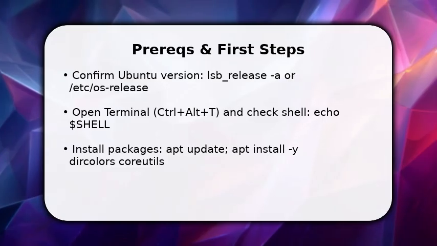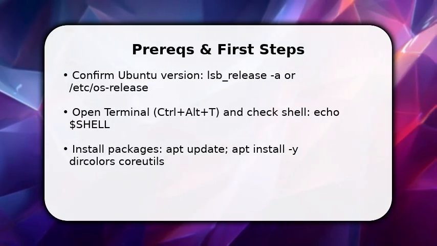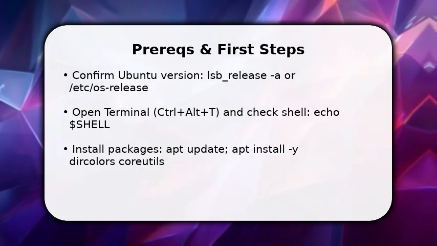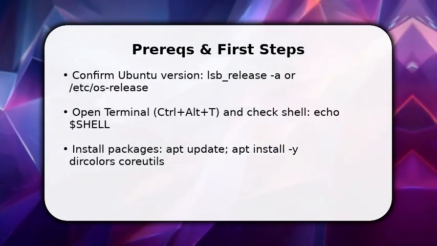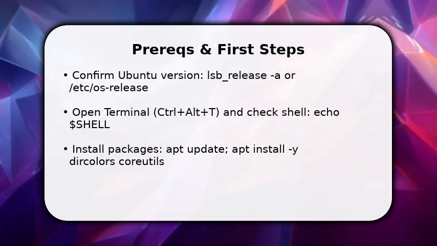You start by confirming prerequisites and getting files in place. First, check your Ubuntu release and which shell you use so you apply colors correctly. Once done, open Terminal and install dircolors and coreutils with apt. Make sure apt update runs first.